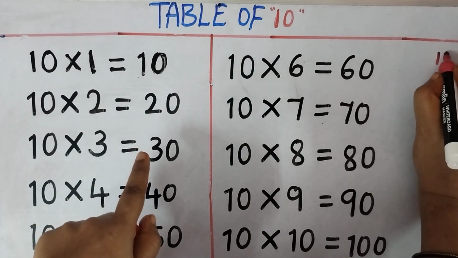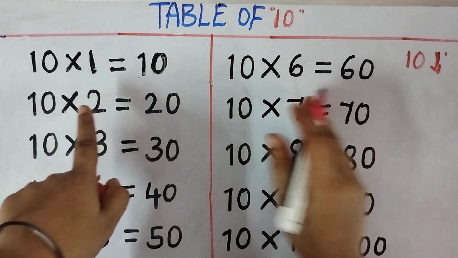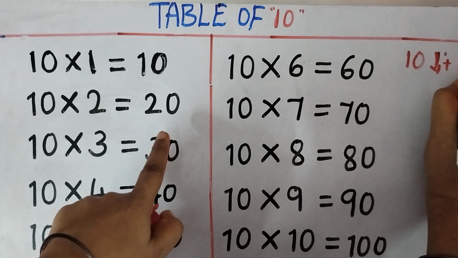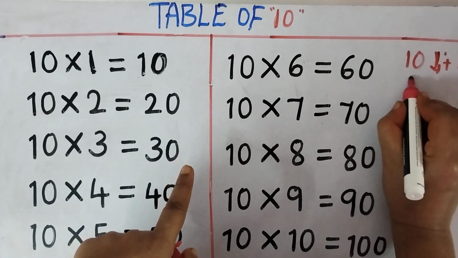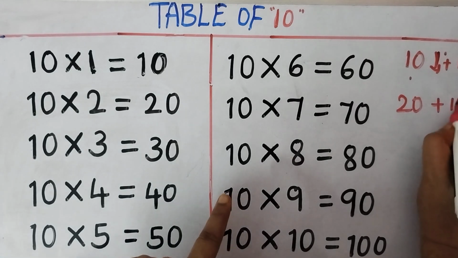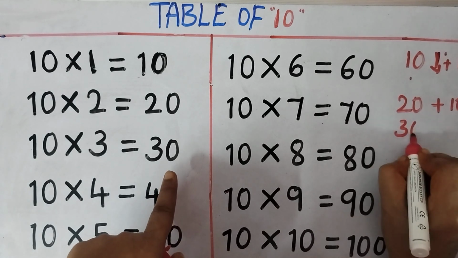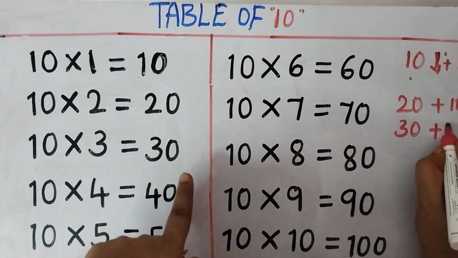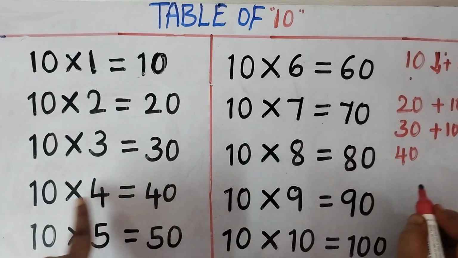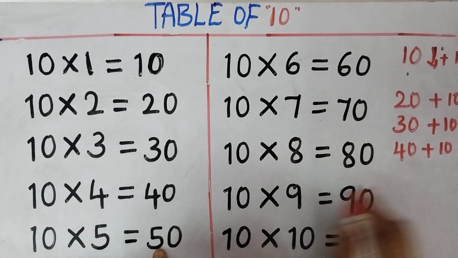So 10. For this 10 we add again 10: 10 twos are 20, means we add one more 10. So that is 20. Again for this 20 we add plus 10 again. 20 plus 10, that is 10 threes are 30. Again for this 30 we add plus 10. So 10 fours are 40. Again we add 10, so that is 10 fives are 50.